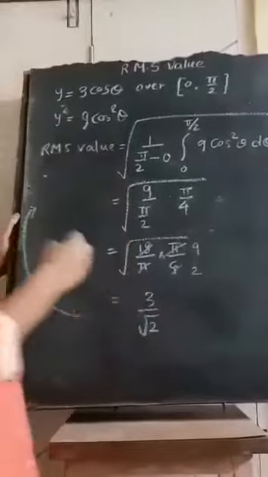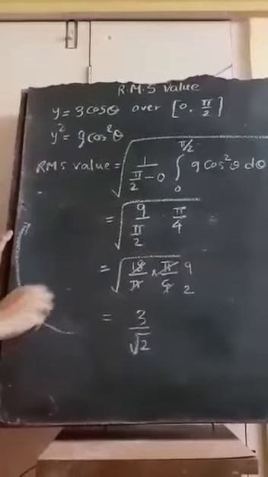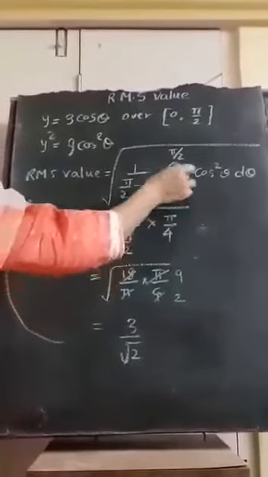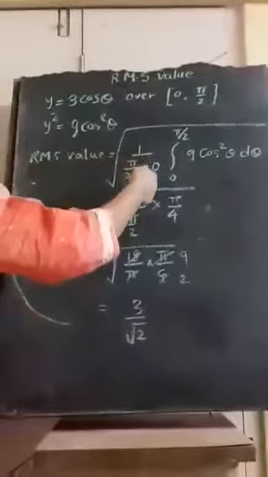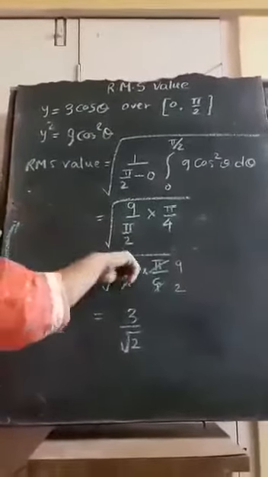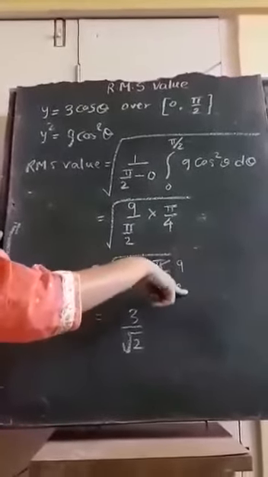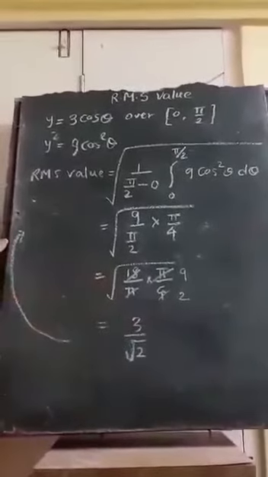So the final answer of RMS value is 3 by root 2. What I have done, this integration answer I copied as pi by 4. This 9 I have taken out. 1 upon pi by 2 will become, 2 will come up, it will become 18 upon pi into pi by 4. Pi will get cancelled out. If you reduce 18 by 4, you will get 9 by 2, and if you take square root of that, the answer is 3 by root 2.